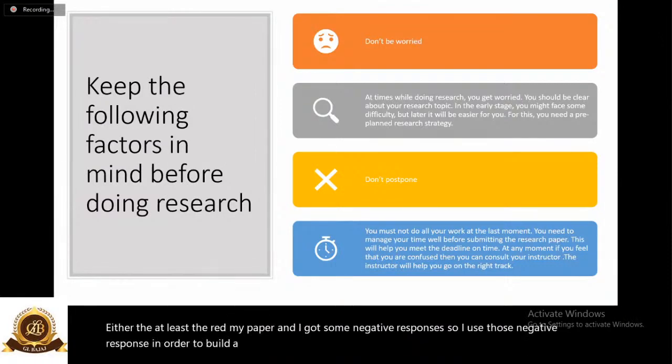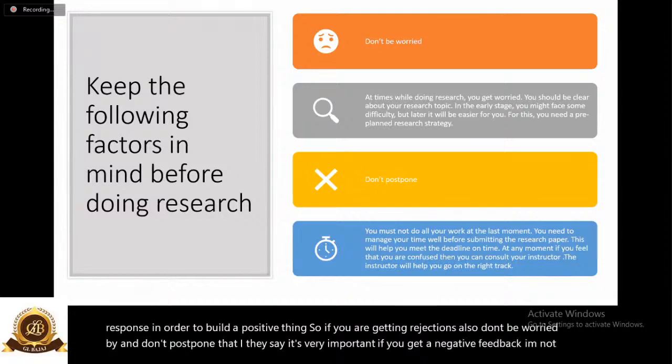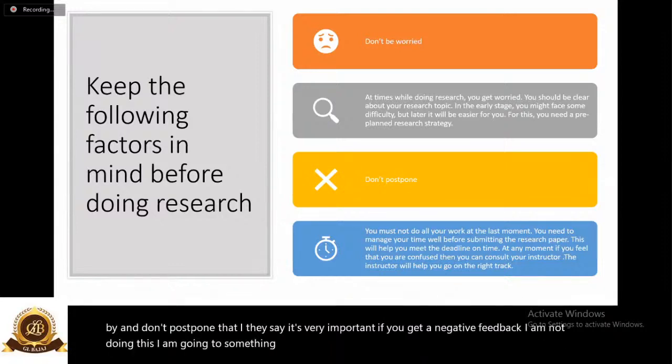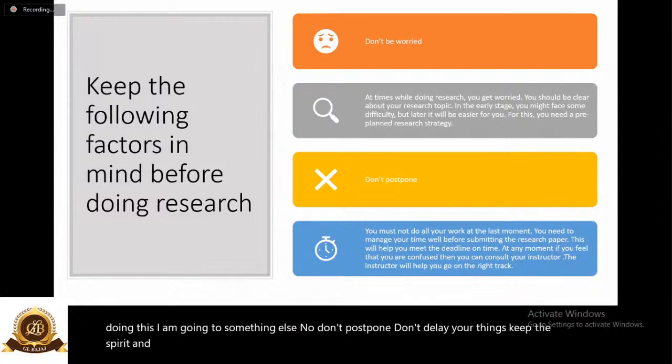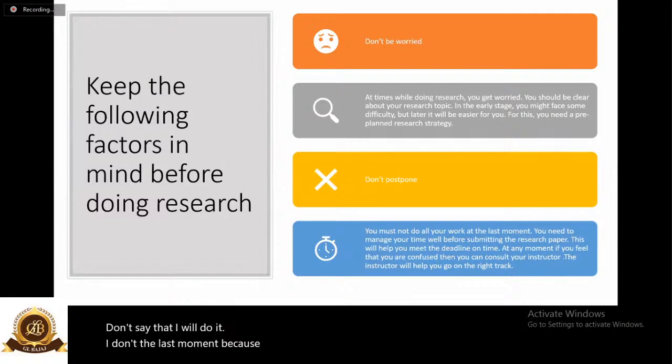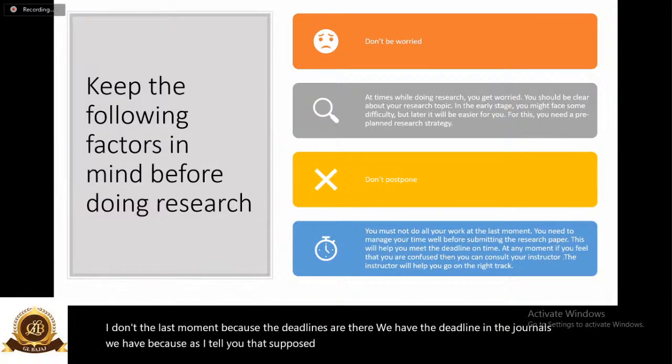So if you're getting a rejection also, don't be worried, and don't postpone. I say that's very important. If you get negative feedback, don't say I'm not doing this, I'm going to something else. No, don't postpone, don't delay your things. Keep the spirit and keep yourselves motivated. And you must do everything on time. Don't say I'll do it tomorrow, I'll do it at the last moment, because the deadlines are there. We have deadlines in the journals. Suppose tomorrow is the deadline for submitting a paper, and normally when we go for high impact factor journals, they have many things to be asked.